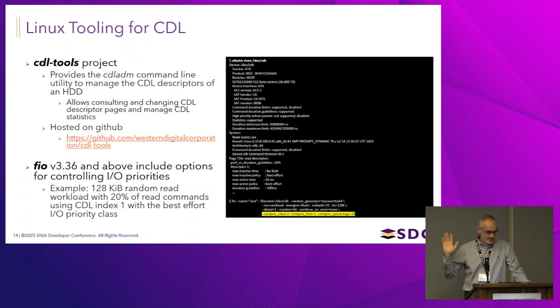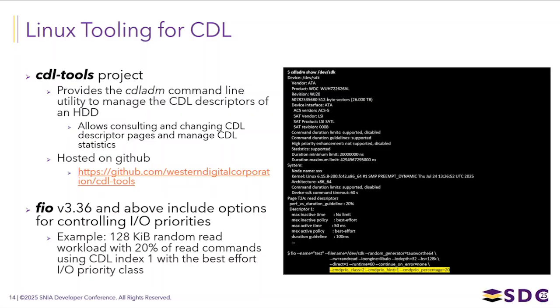Okay, so first of all, as Dave explained, you have to provision your CDL descriptor to the drive. We have tools for that. It's called CDL tools, not a very fancy name, but it's upstream, on GitHub. You can download it, compile it. Very simple to use. You can look at what CDL descriptors are currently on your drive, change that, upload a new set of descriptors.